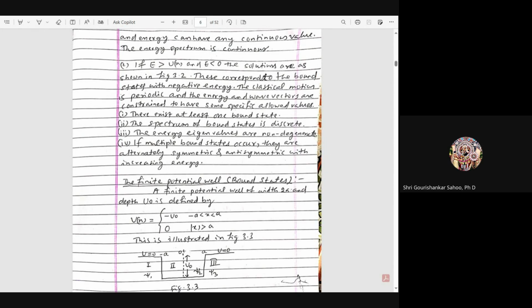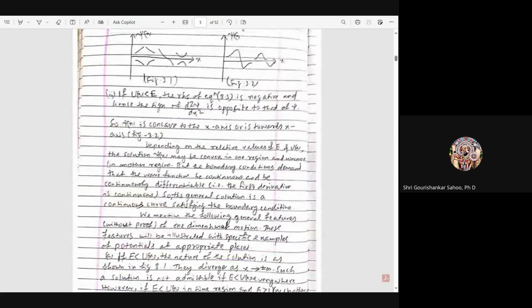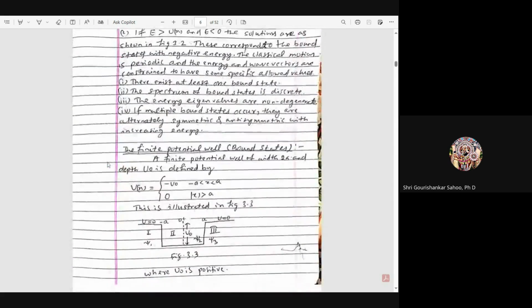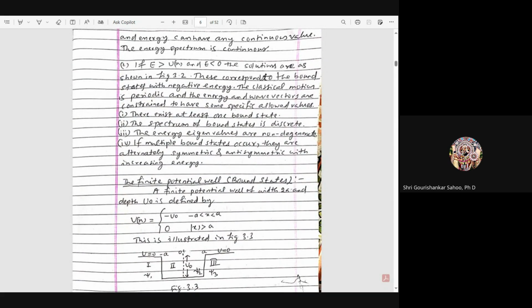And if E is greater than U and E is smaller than 0, the solution is as shown in the second figure. This corresponds to bound states with negative energy. The classical motion is periodic and the energy and wave vectors are constrained to have some specific allowed values. That is, there exists at least one bound state. The spectrum of bound state is discrete. The energy eigenvalues are non-degenerate. And if multiple bound states occur, they are alternately symmetric and antisymmetric with increasing energy.